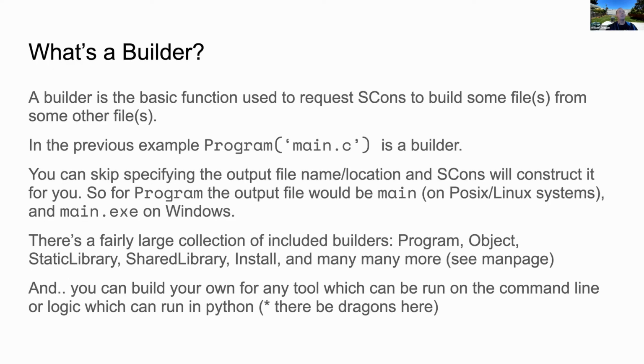Okay, so let's talk about what a builder is. A builder is a basic functionality we use to describe how to produce a target from a source. The simplest thing might be just saying, hey, we're going to call GCC, we're going to tell it to output the target, and then list the sources. But you can specify the command line using variables.